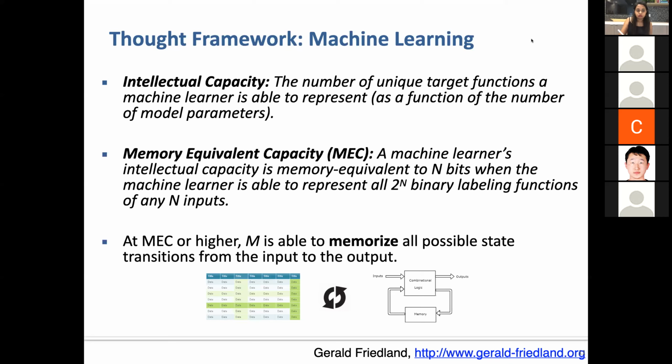So now, memory equivalent capacity is, again, a machine learner's intellectual capacity is memory equivalent to n bits when the machine learner is able to represent all 2^n binary labeling functions of any n inputs, okay? So what does that mean? It means that if you have any inputs, whatever, actually, and we will work on this next time, the number of attributes doesn't matter in this notion right now. If you have a binary task, then really all functions you can create are 2^n. There are no more functions, right? Because in your labeling column, you can only have 0 or 1. And that means it's 2^ the number of rows that you can create different functions.